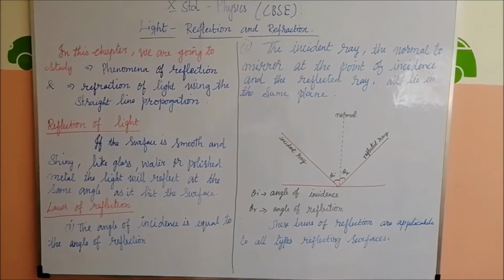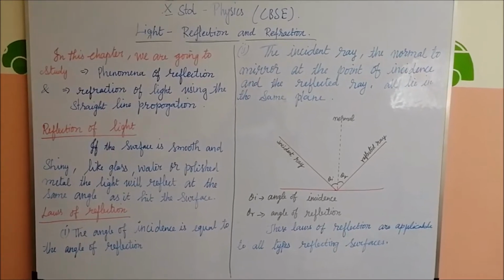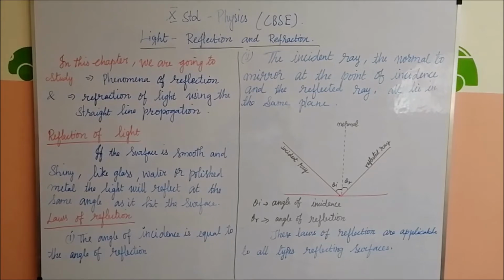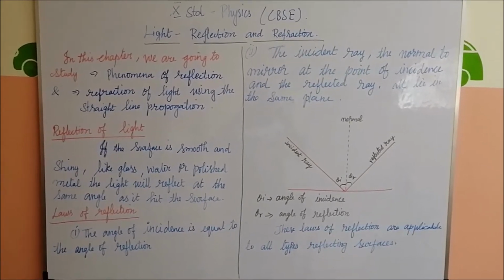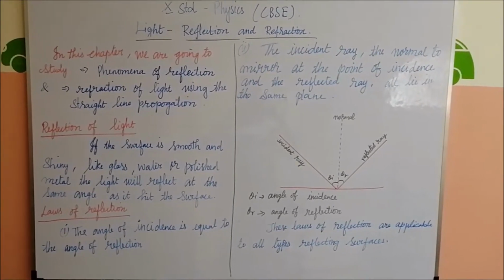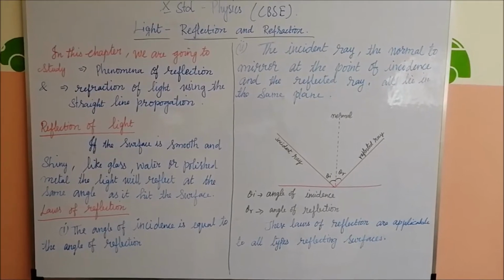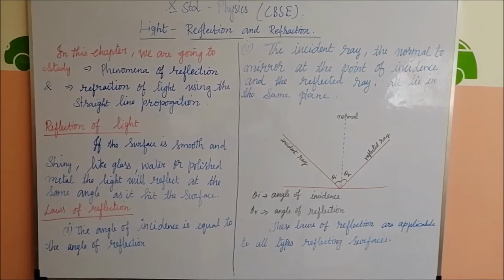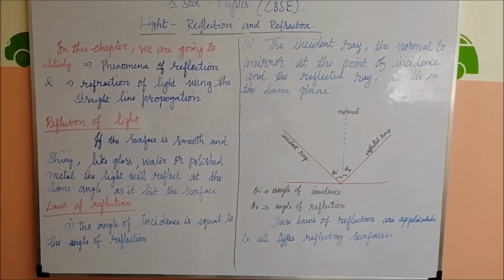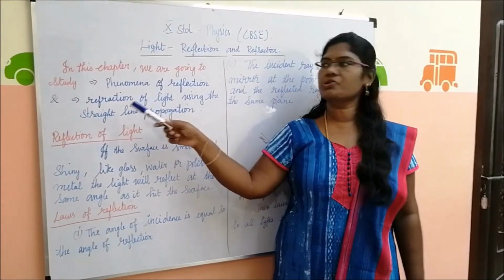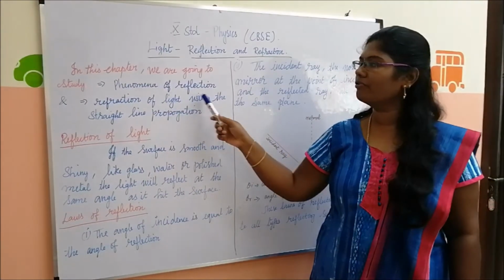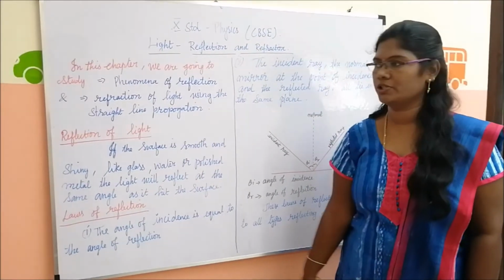This confusion about whether light is a wave or a particle continued for some years till a modern quantum theory of light emerged, in which light is neither a wave nor a particle. This new theory reconciles the particle properties of light with the wave nature. In this chapter, we are going to study phenomena of reflection and refraction of light using the straight line propagation.